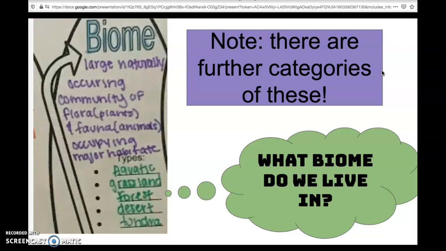So a desert, think like Sahara Desert, little water, lots of heat and drought-resistant plants. Tundra is up in Siberia and parts of Canada, where it's not quite a frozen wasteland, but the ground is impermeable. It has permafrost in there. That means that part of the ground stays frozen all year long. We'll dive more into those at a later date. But what biome do we live in? Do you know?